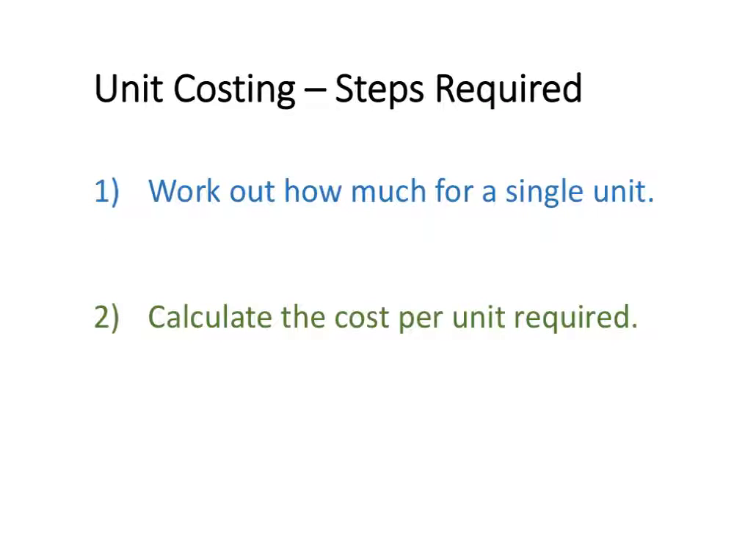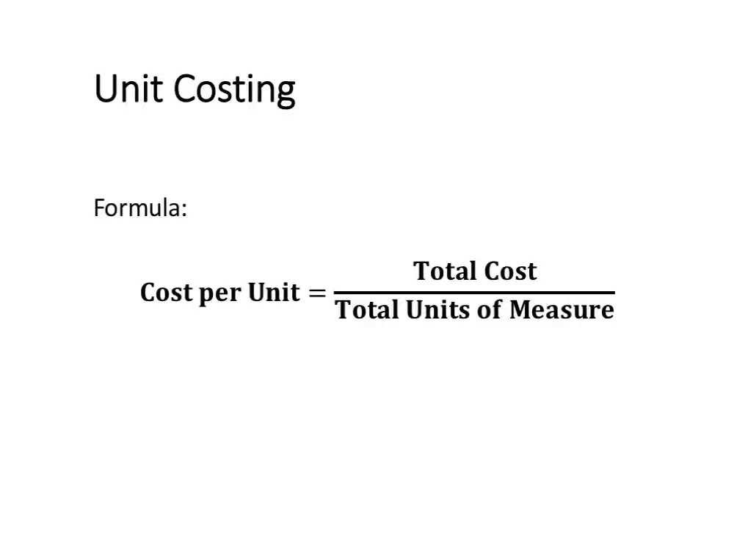The steps required to calculate a unit costing are to work out how much for a single unit, then calculate the cost per unit required. The formula that you can use in unit costing to work out a cost per unit is equal to the total cost divided by the total units of measure. So let's have a look at some examples of how we can apply this formula to unit costing calculations.